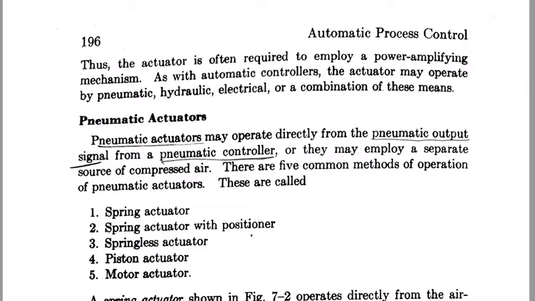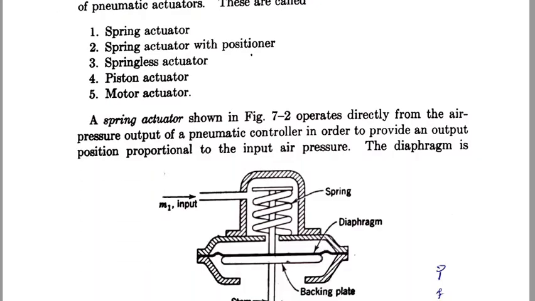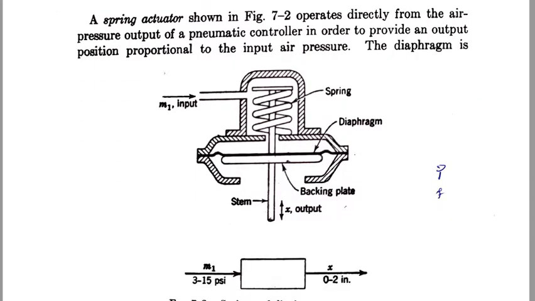In pneumatic actuators, depending upon the construction and the operation of that particular pneumatic actuator, they are divided into 5 types: spring actuator with positioner, springless actuator, piston actuator and motor actuator. So these are the 5 types of pneumatic actuators, the 5 common methods.